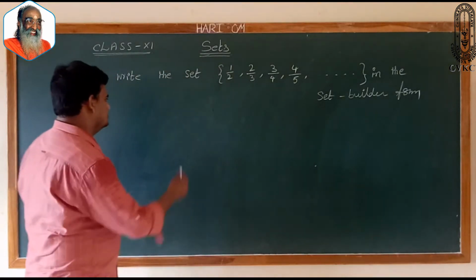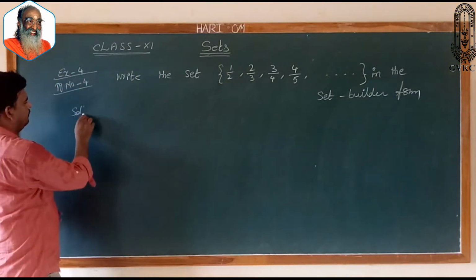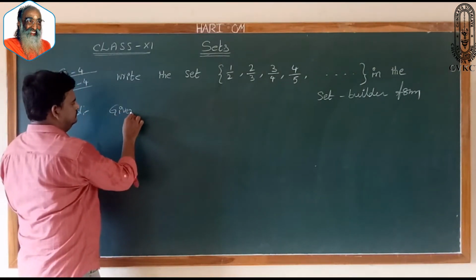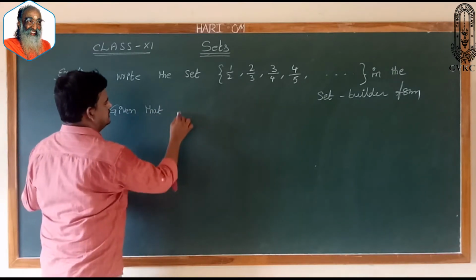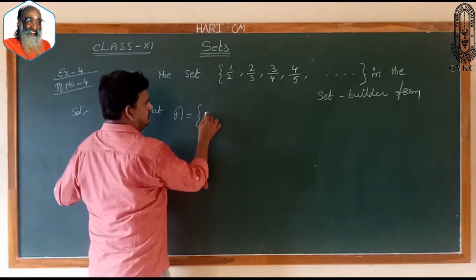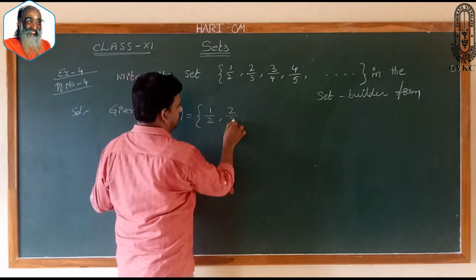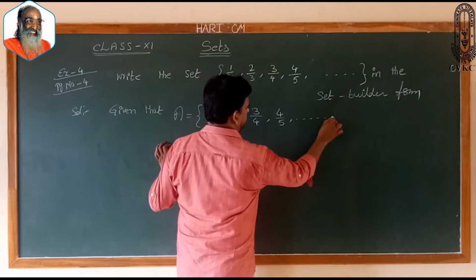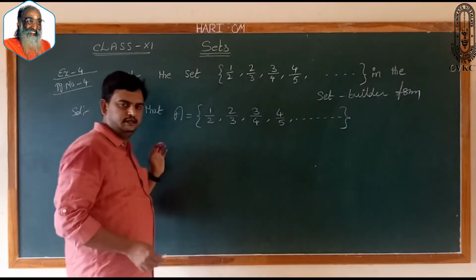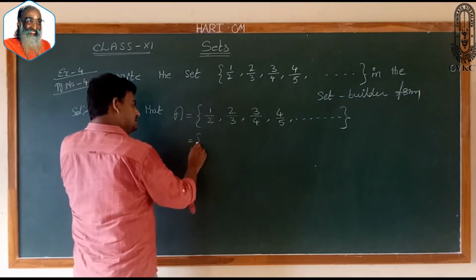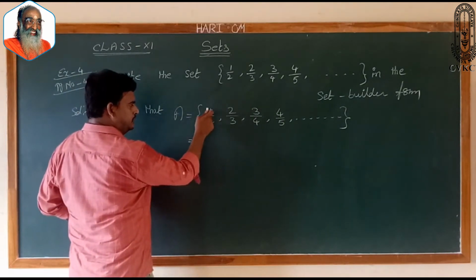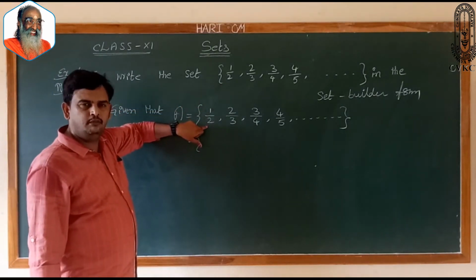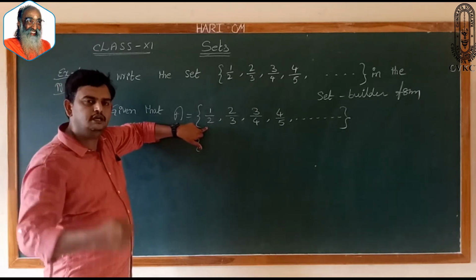So, let us observe what is given. It is just like example number 3. Given that, let us assume it is set A. What is given here? 1 by 2, 2 by 3, 3 by 4, 4 by 5 and so on, which is an infinite set. Now, you need to observe the relation. What is the relationship between numerator and denominator? When we observe, the denominator is 1 more than the numerator.